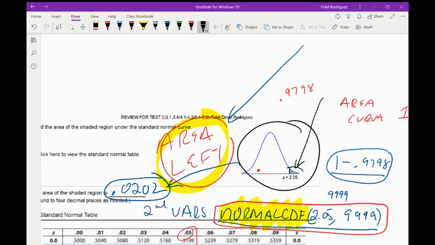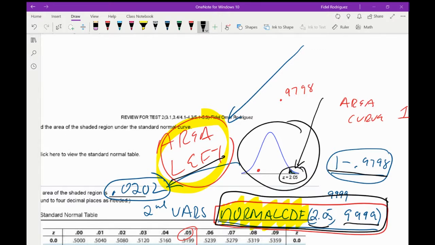But if you look right here, we're actually looking for the area to the right. So, because that's the part that's shaded, right? If I'm looking for the area to the right, then I can find the area to the left and do 1 minus that. Or if you know what your lower number and your upper number are, you can just use the calculator, right, and do the normal CDF.